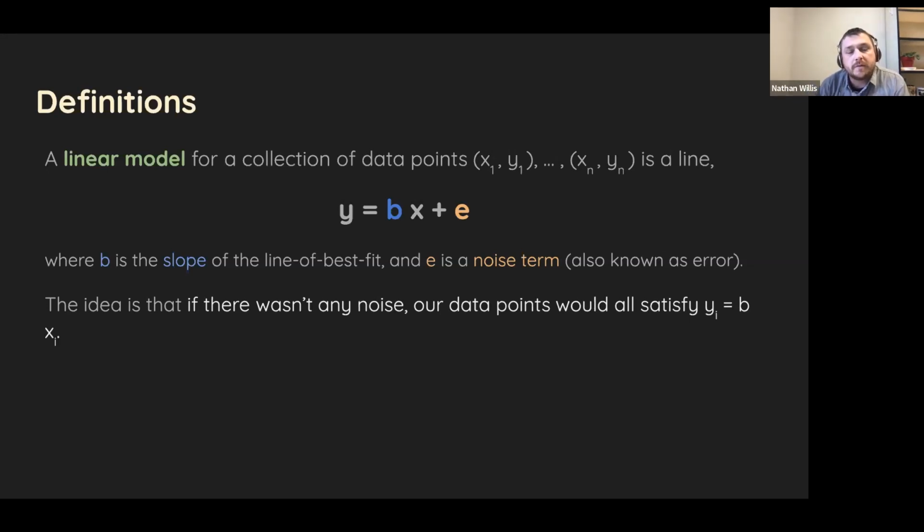So again, we have an equation of a line here, BX plus E, where E is the error, and we have some built-in assumption.